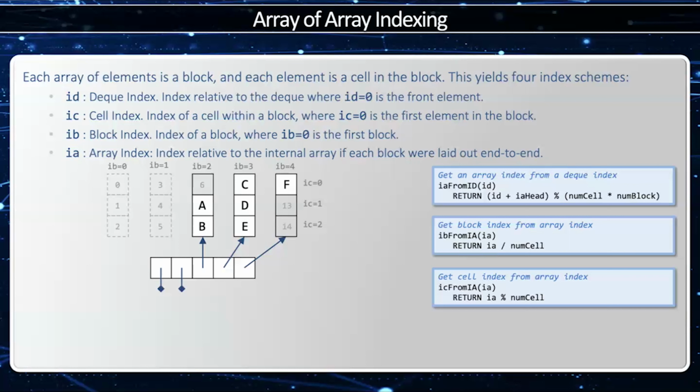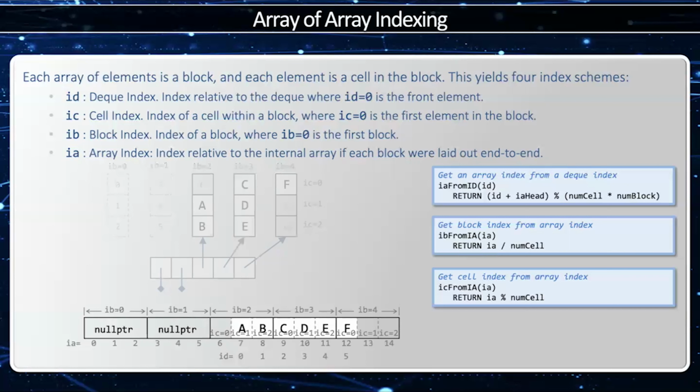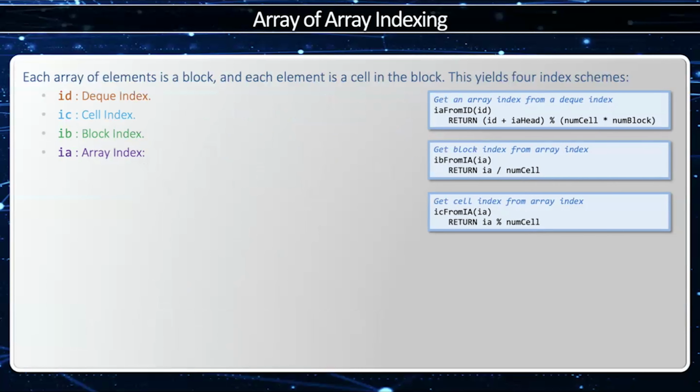So I could take this exact illustration and lay out my blocks side by side, and you can see how their blocks and arrays are next to each other. My block index 0 and 1 are not utilized right now. 2, 3, and 4 are. We can see my array indexes go 0, 1, 2 for uninitialized block 0, 3, 4, 5 for uninitialized block 1, 6, 7, 8 for block 2, 9, 10, 11 for block 3, 11, 12, 13, 14 for block 4. But we also have our Deque indices, and this is what the client sees. And the client sees that A is in slot 0 and B is in slot 1 all the way up to F in slot 5 by my Deque index. So once again, I have my Deque, my cell, my block, and my array indice.